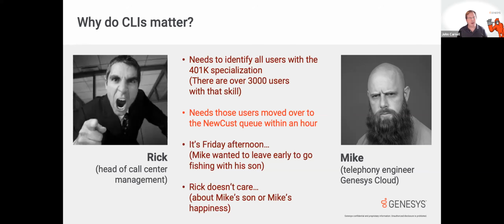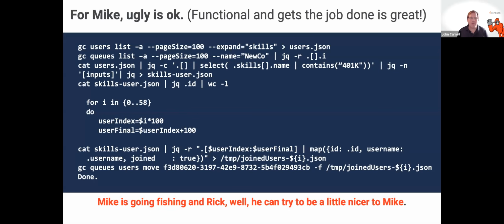And it might not be pretty. It might not be doable. And he doesn't want to have to write code to do it. There's a time and a place for writing code, and then there's a time and a place for using a CLI. So fortunately, Mike has the Genesys Cloud CLI, and he was very quickly able to pull together a script. It was an ugly script, but it got the job done.